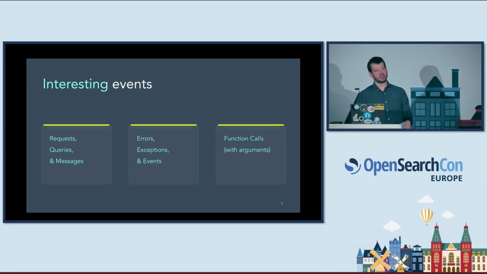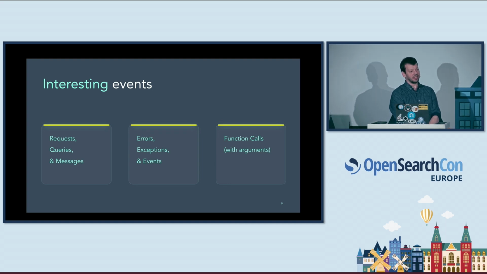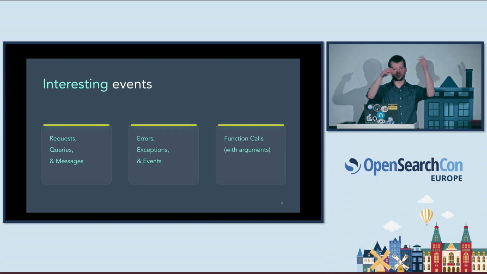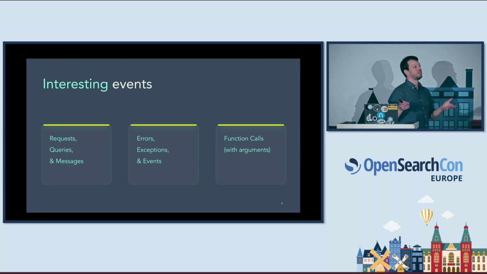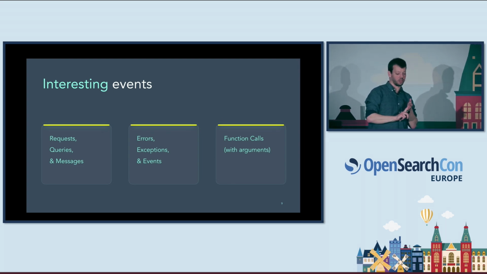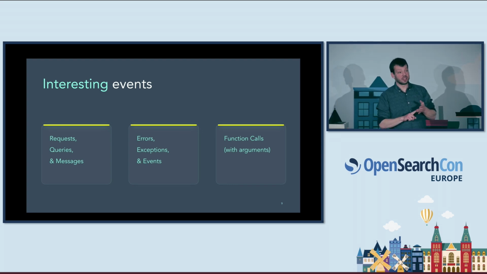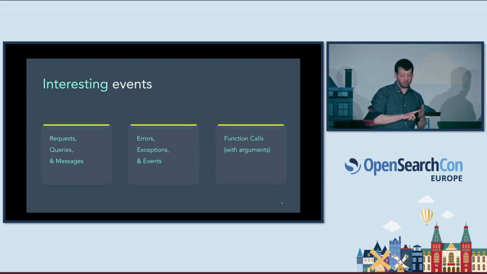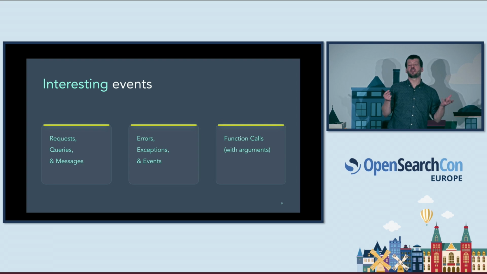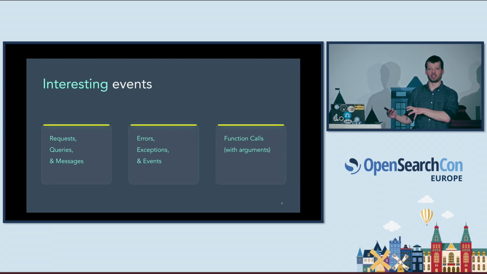So I said that telemetry, right, is the process of translating interesting things into telemetry signals. So what are the interesting events? Well, in the context of tracing, in the context of our applications, we're talking about requests and queries and messages. Pretty much all of those are going to be some kind of network call, right? We're talking about errors, exceptions, and events. Those are usually some kind of log message, right? And really, in some cases, we might be interested in very specific function calls, right? If there's a function that's doing a lot of heavy lifting for us that's specific to our application, we might be interested in emitting some specific spans for that.